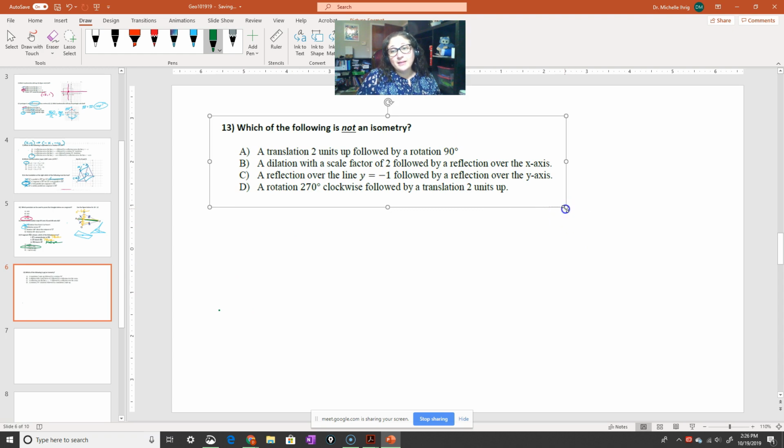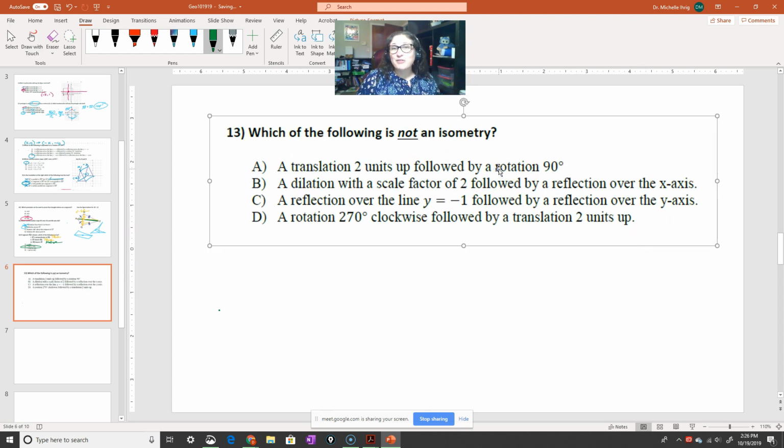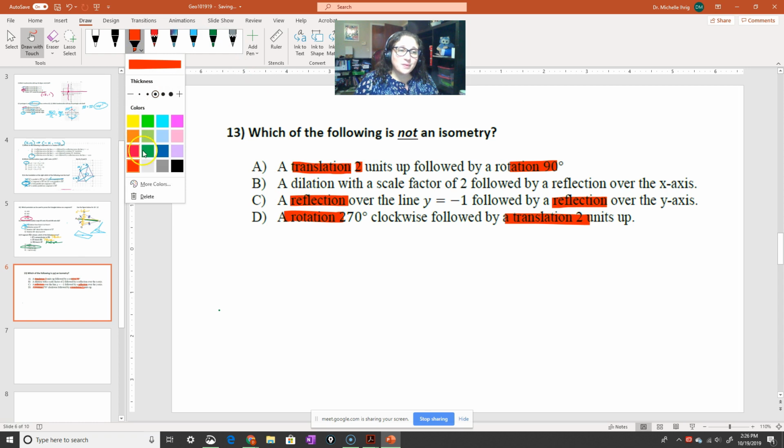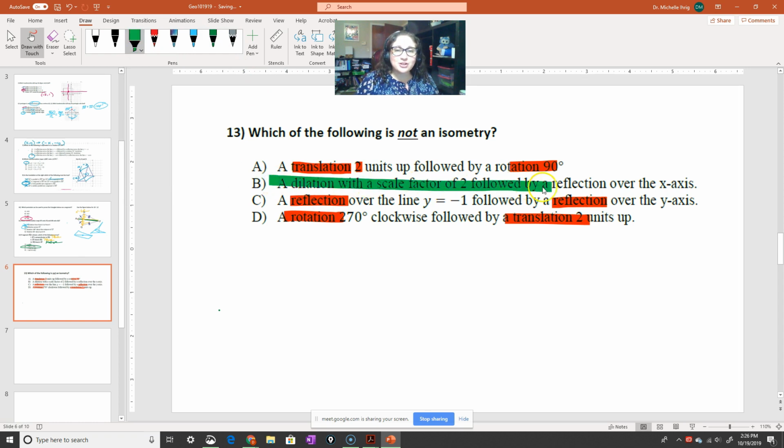So anything that's not an isometry just has to have the word dilation in it. If it's got a dilation, you already know it's not an isometry. So translation, that's fine. Rotation, fine. Reflection, that's correct. Rotation, translation, that's correct. So the one that's actually incorrect happens to be the dilation. That's the one, choice B. That one was super easy.